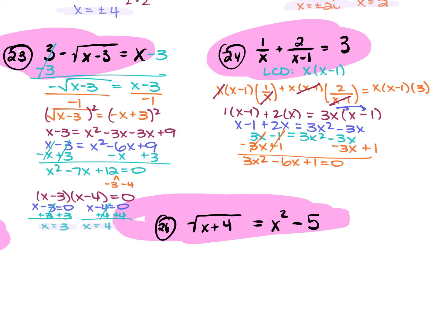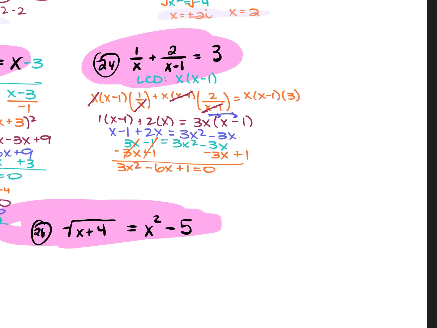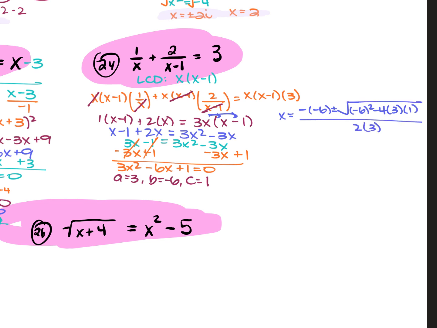Do you have factors of 3 times 1 that add up to be negative 6? No. 3 times 1 is 3. There's no factors that add up to be negative 6 there. So you can use the quadratic formula in order to solve this. Your A is 3, B is negative 6, C is 1. So using your quadratic formula, we're going to have x is equal to the opposite of negative 6 plus or minus the square root of negative 6 squared minus 4 times 3 times 1 all over 2 times 3.